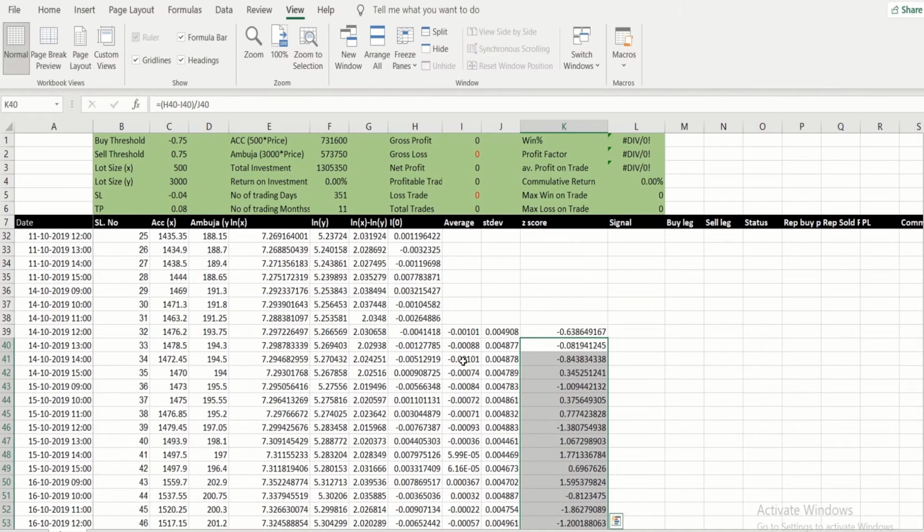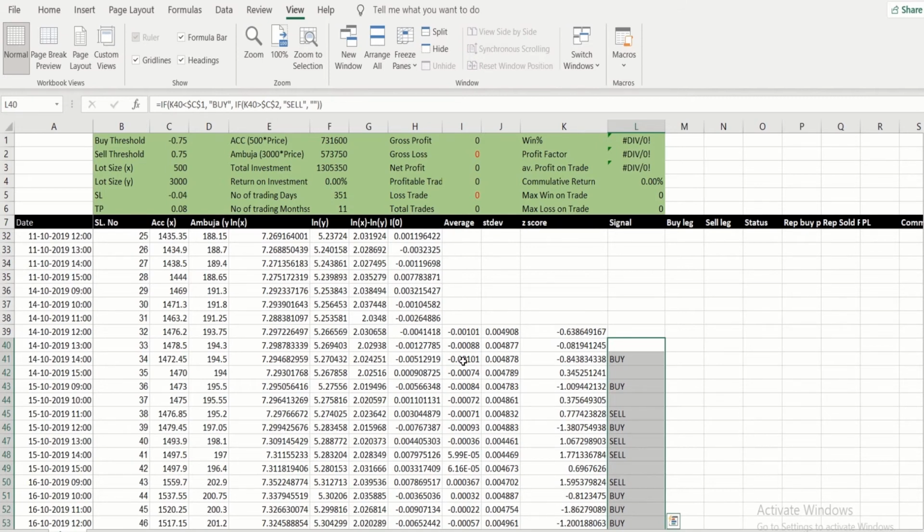Now in column I, which represents the trading signal, using moving averages, standard deviation, and Z score, we will create the entry points of this pair trading. As I have mentioned in the input parameter, when the Z score crosses the upper threshold, that is 0.75, then we will sell SEC and we will buy Ambuja. In a similar manner, when the Z score crosses below the threshold, that means negative 0.75, we will buy SEC stock and we will sell Ambuja stock.